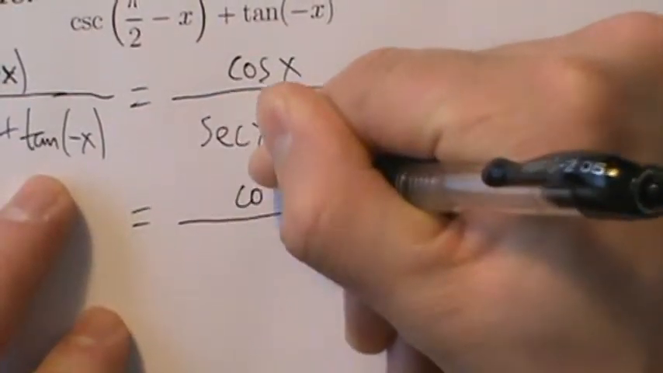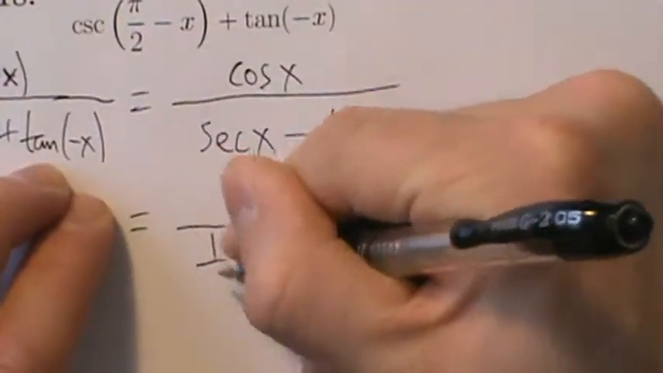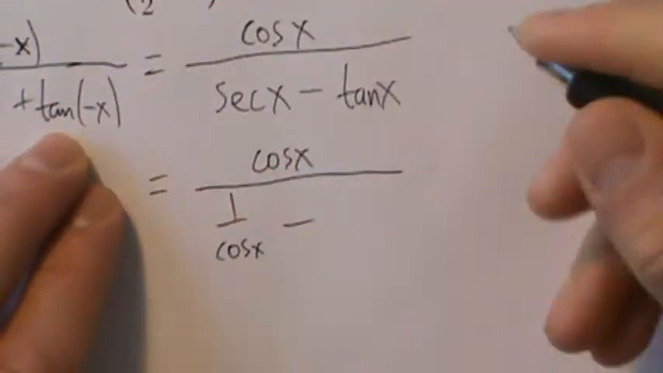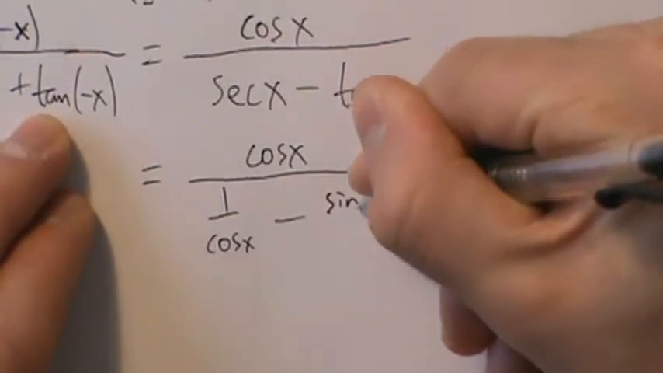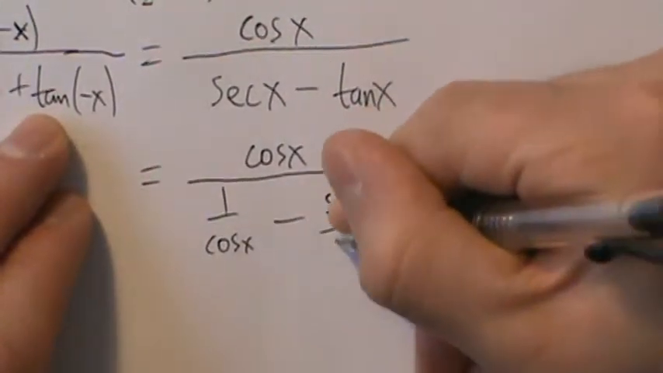So cosine of x on top still. Secant of x is 1 over cosine of x. Tangent of x is sine of x over cosine of x.